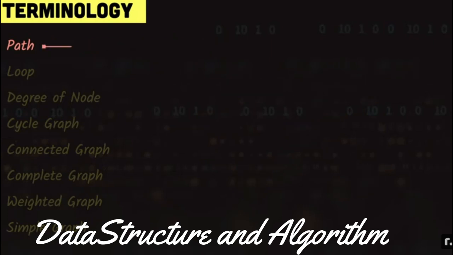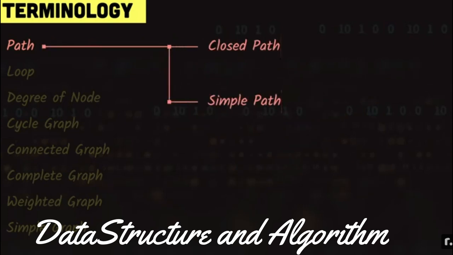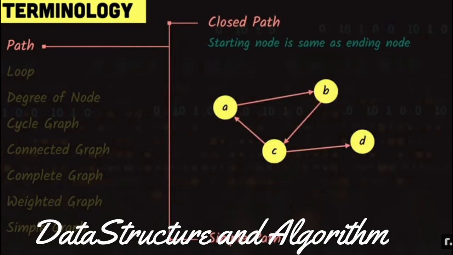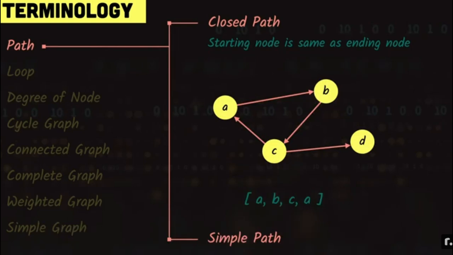Next, a path can either be closed or a simple path. A closed path is a path where the starting and the ending nodes are same. So in this case, example of a closed path will be A, B, C and A, because starting and ending nodes are same, the A node. So we start from A, then B, then C, and finally we are back to the node A.